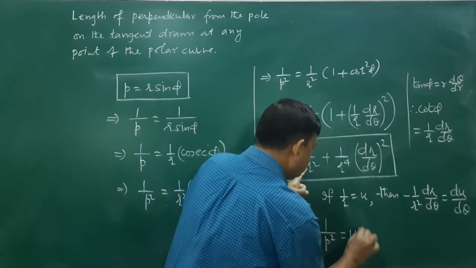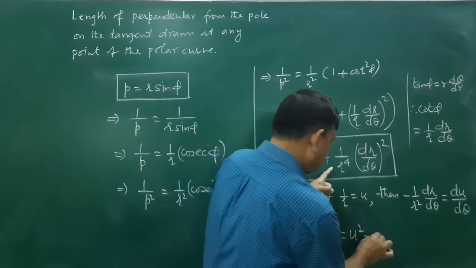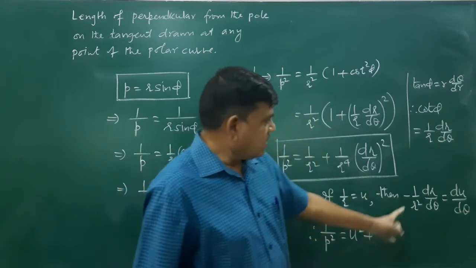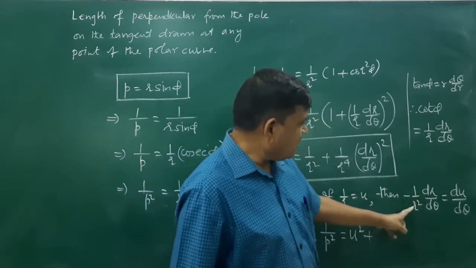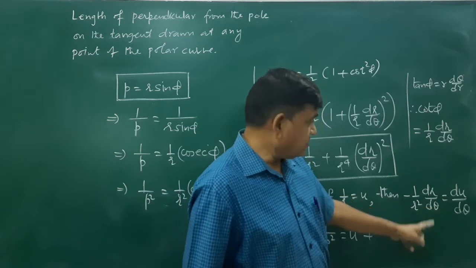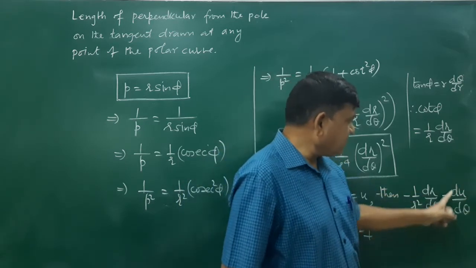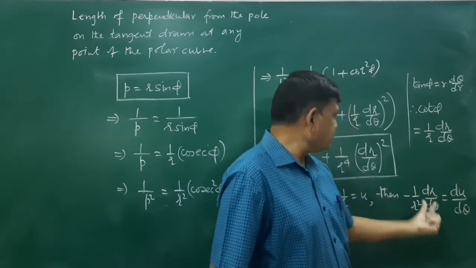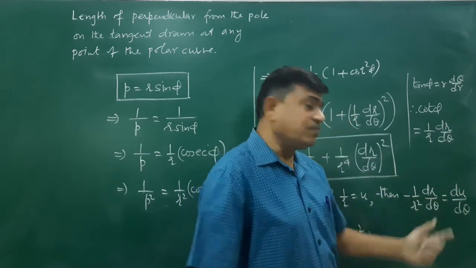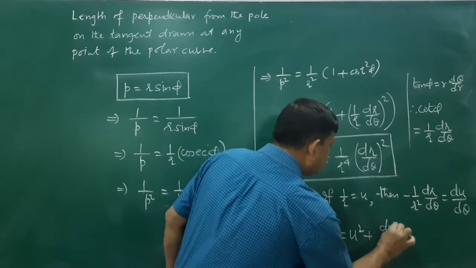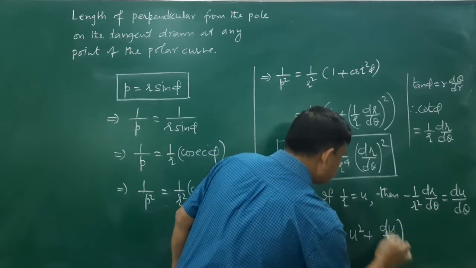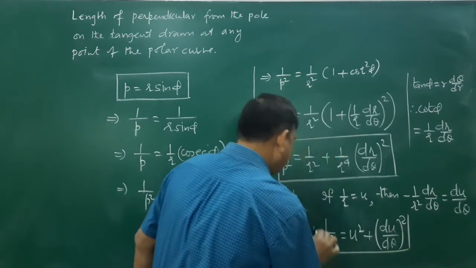This is u square plus. Now, this is 1 upon r square dr by d theta. So if we square this part, (du by d theta) whole square, then it will be the square of this and it will be r to the power 4. So it is (du by d theta) whole square. This is the short form you can consider.